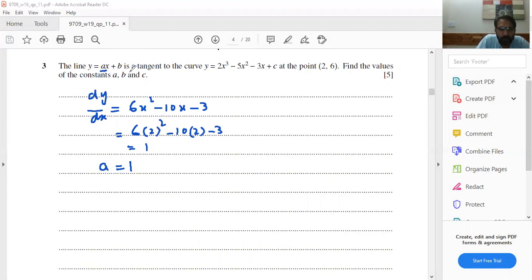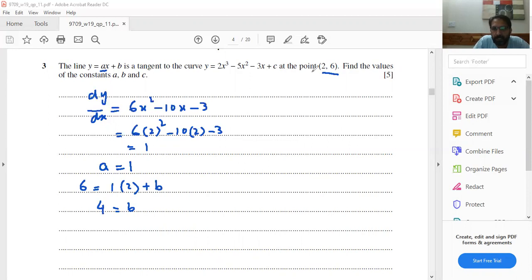Now, if you are looking for b, what we can do is place this point in this line to find the value of b. So y is 6. We have found a, which is 1. Our x is 2. And we can find out b from here. So b is going to be 4. 6 minus 2 is 4.